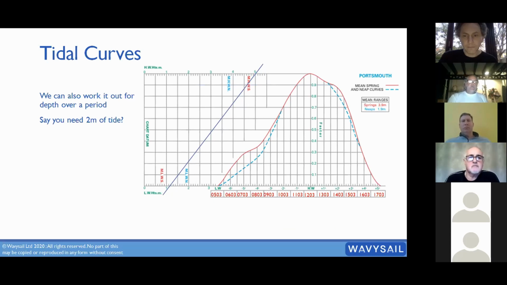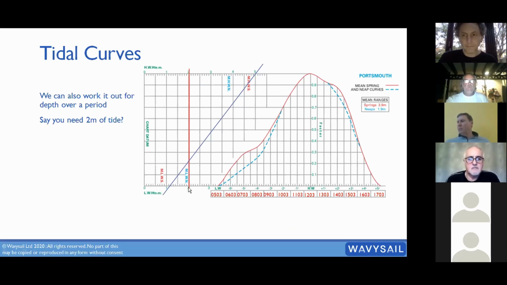Okay. But we can also work it the other way. We can say, okay, we want to work out when we can go sailing for that day, and we need a minimum of 2 meters of tide to sail safely. So we've got exactly the same thing. There's our low water, there's our high water. We know what the tide is for the day.